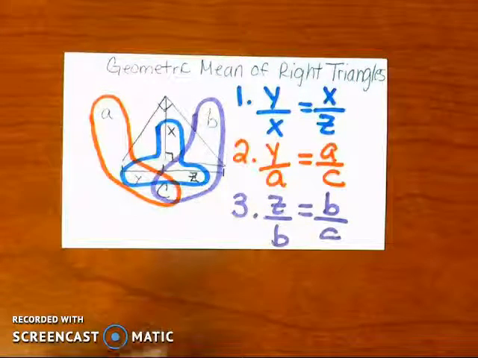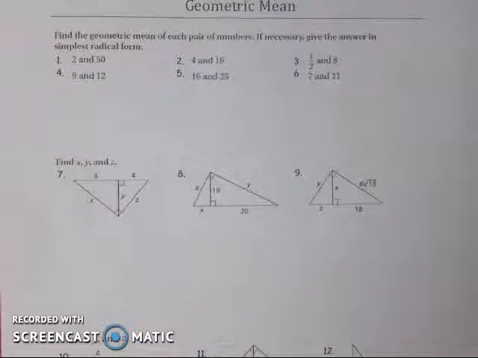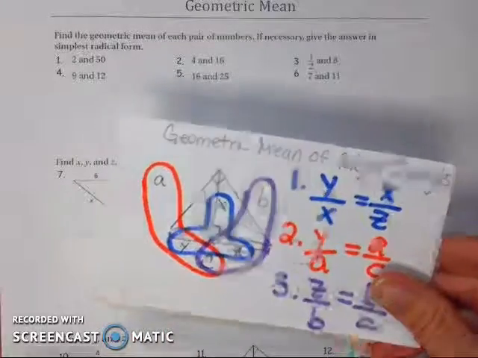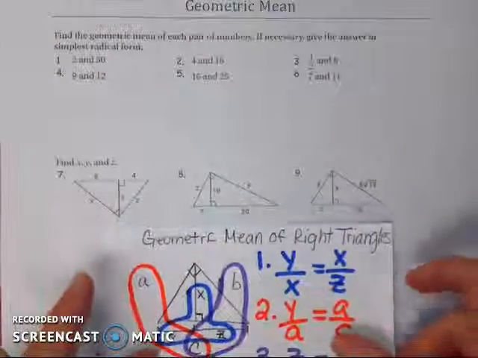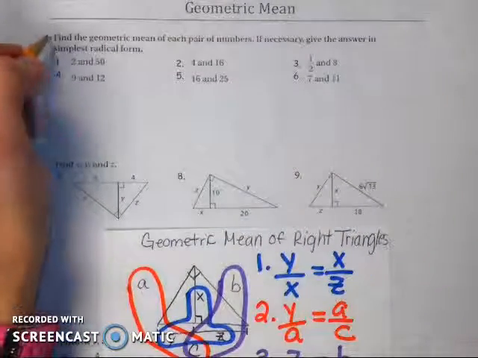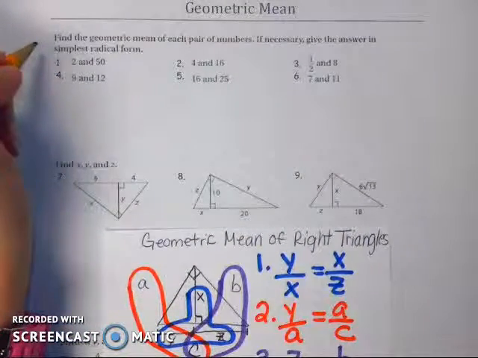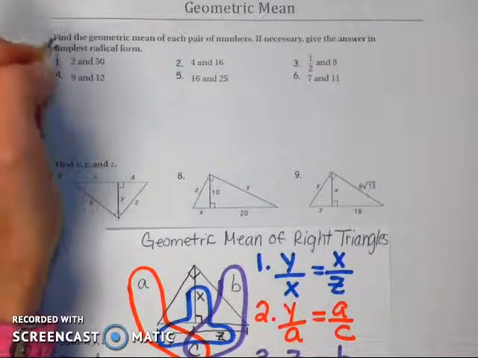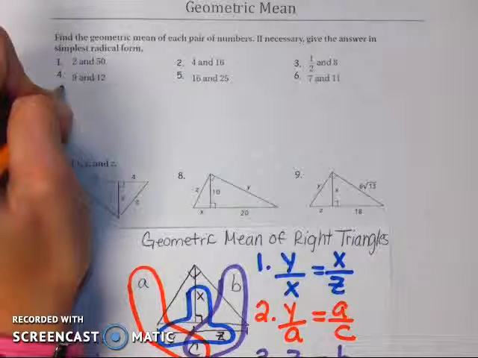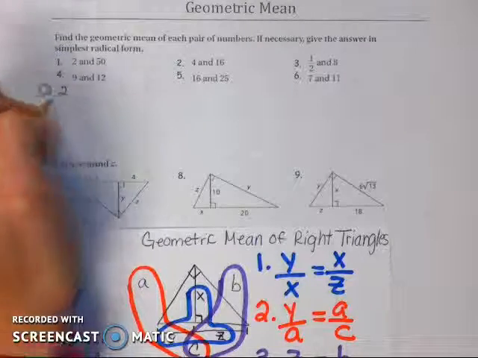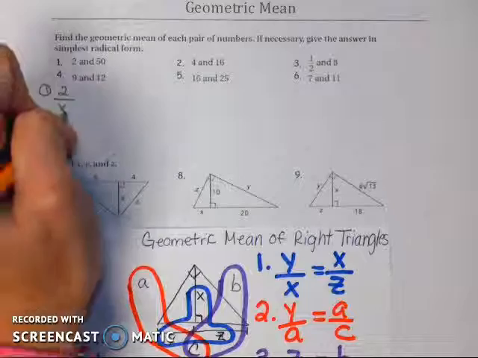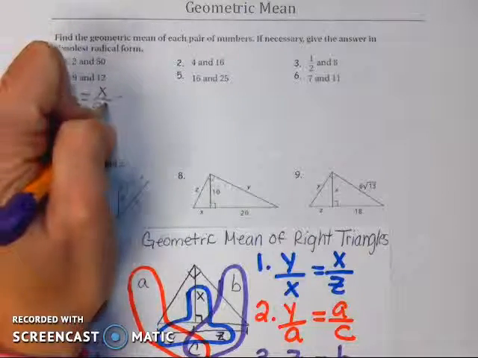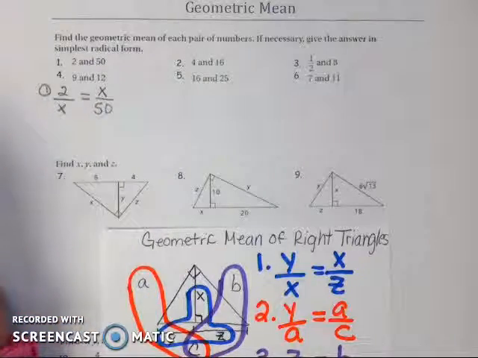Okay, so here's your assignment on geometric mean, and I'm going to show you how to use our card in conjunction with your assignment. For the first one, find the geometric mean of each pair of numbers. If necessary, give the answer in simplest radical form. The setup for that is you take your number, 2, and set it up over X, and that's going to equal X over 50. So here's our mean part. This is the part that we need to know.